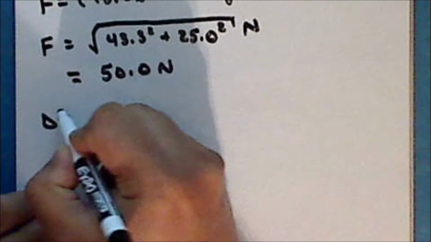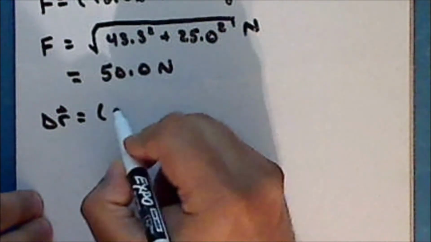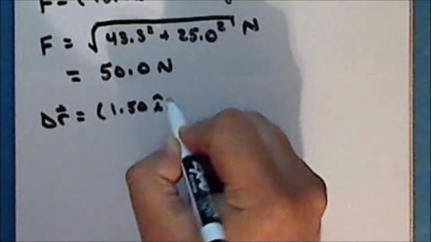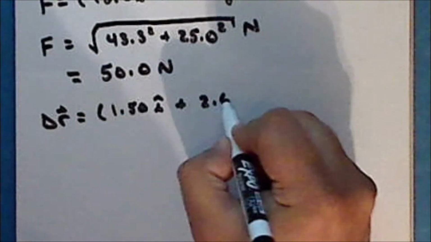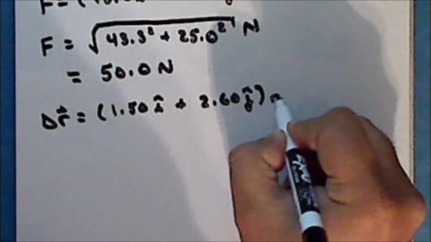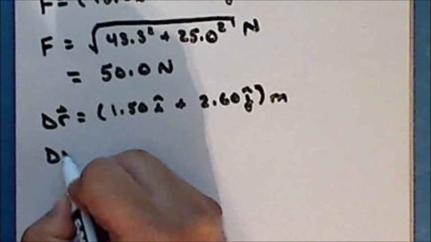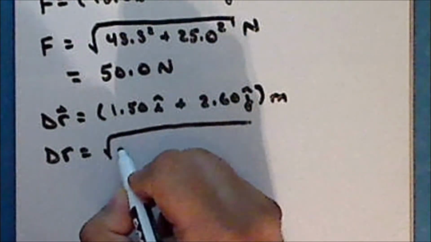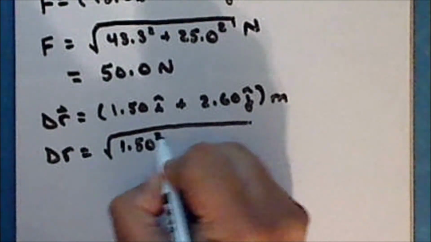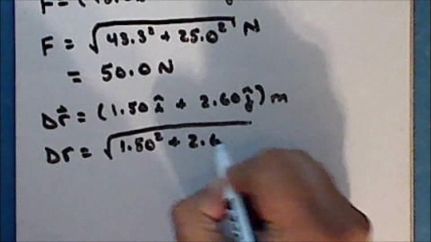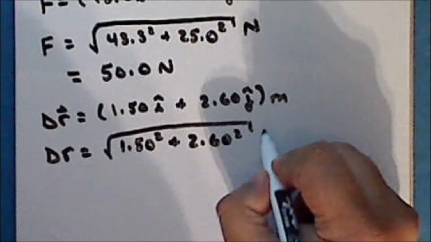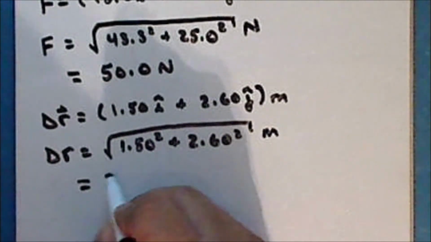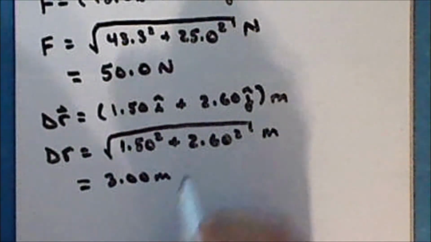The displacement vector, delta r, is equal to 1.50 times i plus 2.60 times j meters. And so the magnitude of the displacement vector is the square root of 1.50 squared plus 2.60 squared in units of meters, which to three significant figures is 3.00 meters.